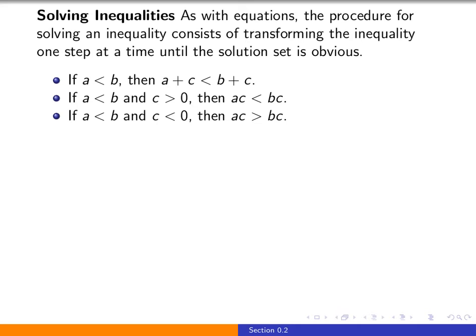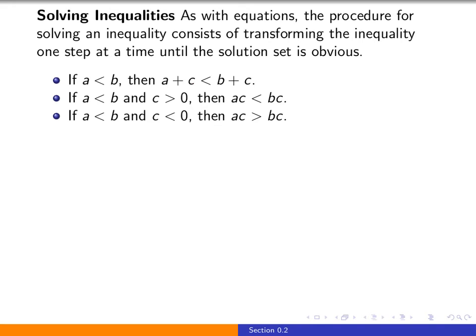For example, when I mean one simple step at a time, what we typically do is add or subtract a quantity to both sides, or multiply or divide both sides. So if you have a less than b to start with, then if you add the same quantity c to both sides, you preserve that inequality.